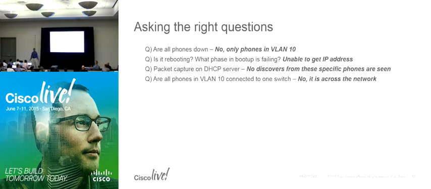So, are all phones connected to the same switch? The answer is no, it's across. So it seems like it's affecting phones across the network, so start troubleshooting from the core, because the core is the gateway, and in order to reach the DHCP server, you've got to go through the gateway, which is the Nexus pair.